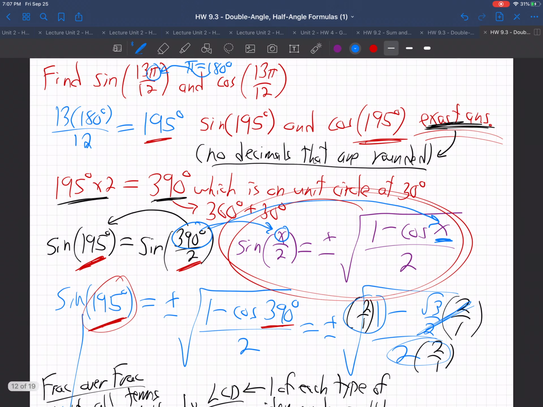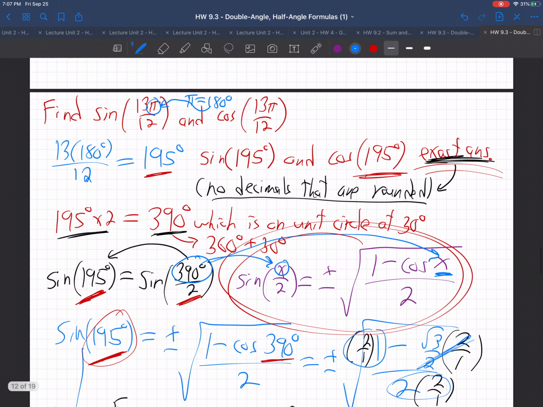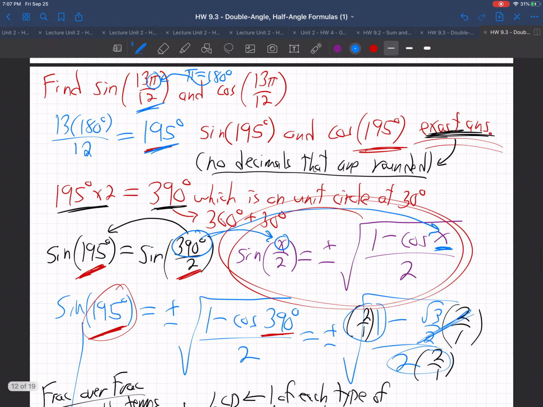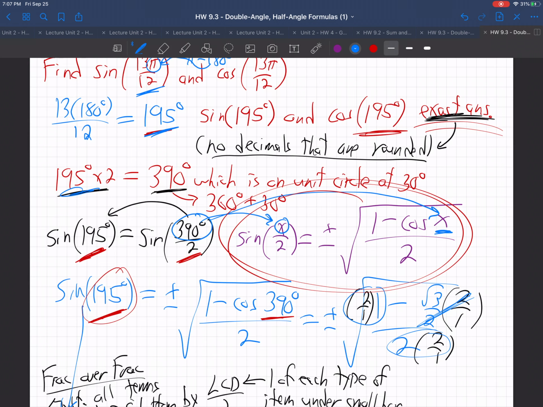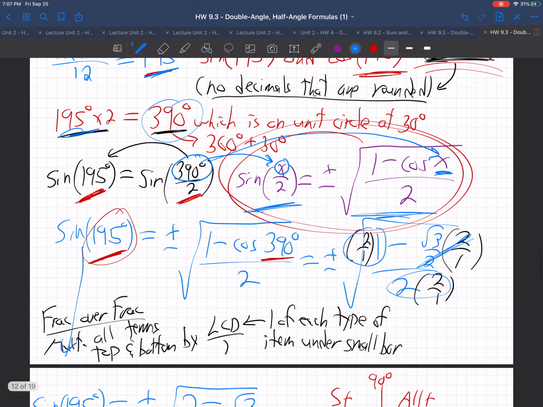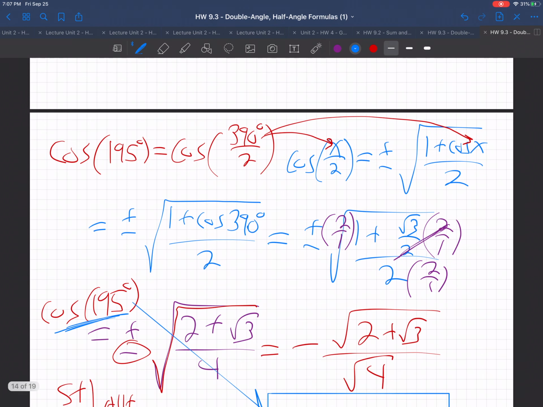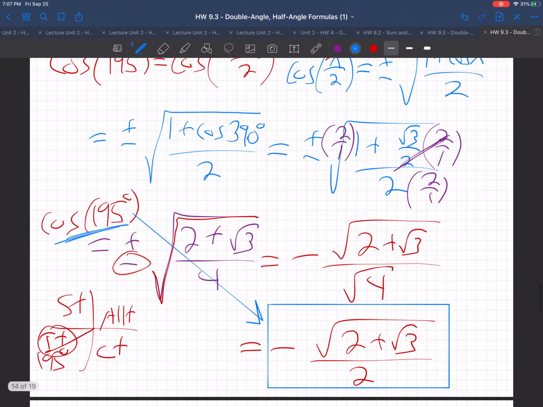We did it all by changing the radian angles into degrees, and then 195 was not on the unit circle, so we doubled it. 390 is on the unit circle. Then we used the half angle formula for sine, and the half angle formula for cosine, and then we cleaned it up. So there.